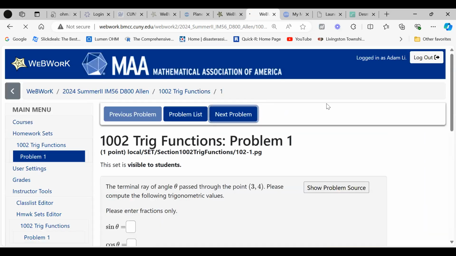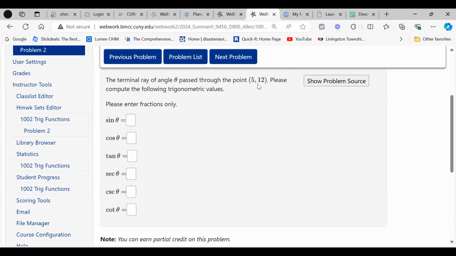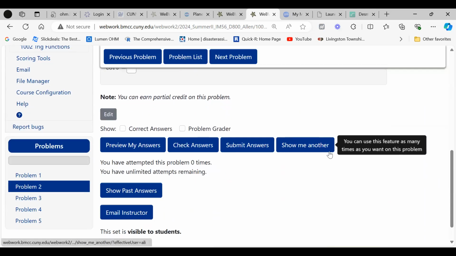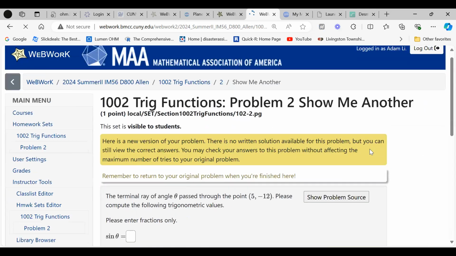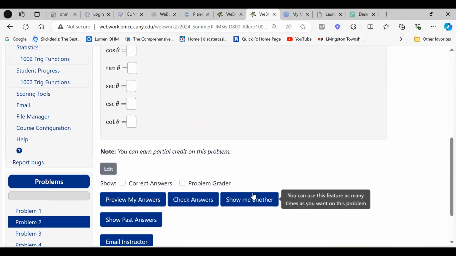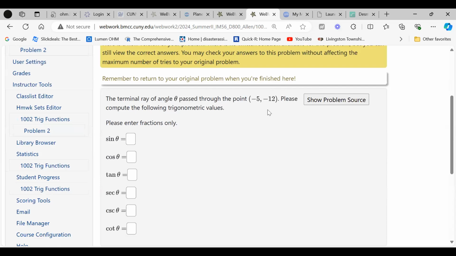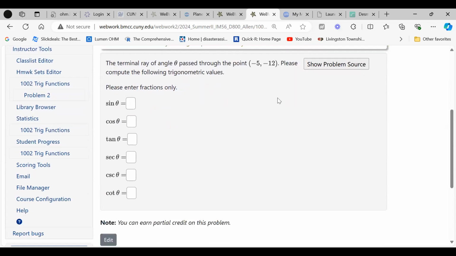All right, let's look at the next problem. This one is similar, right? Very similar. 5, 12, 13. I'm just going to let you try that. Show me another. Maybe one of these. Let's try different quadrants here. Yeah, let's try this one. This one is from the third quadrant, right? Both negative.